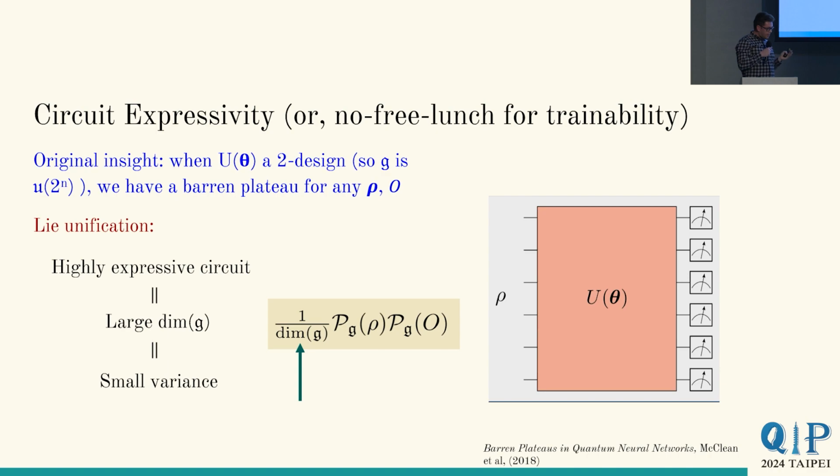So let's think about the very first barren plateau result. This is a circuit expressivity statement. The first insight was that when you have a 2-design, you're going to get a barren plateau, regardless of your choice of input state or observable. So how does this fit into the Lie unification picture? Well, if you have a 2-design, the dimension of the dynamical Lie algebra is going to scale exponentially. It's huge, and so you're going to get a highly expressive circuit. This dimension is enormous, and your variance is going to be tiny.